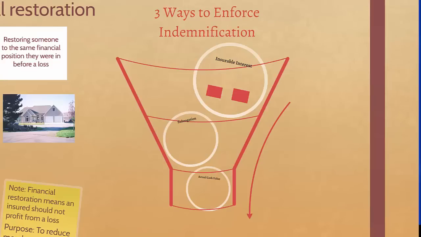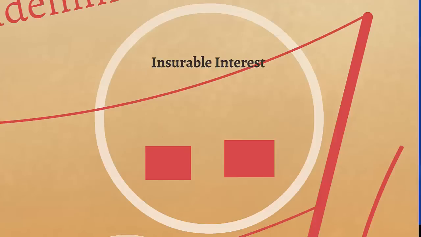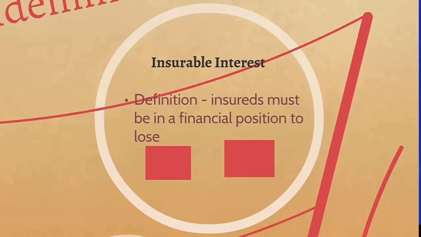Next, let's look at 3 ways insurance companies enforce indemnification. First, insurable interest. An insurance policy requires an insured to have insurable interest in whatever it is that's being insured. The definition of insurable interest is that an insured must be in a financial position to lose in order to have insurable interest in that thing. Let's look first at property.